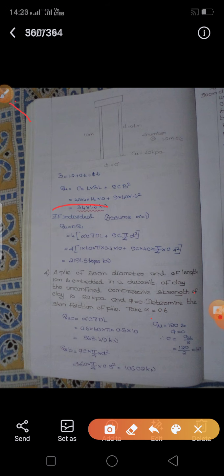Alpha, the value of alpha is given, the value of C is given, the value of D is given, and the value of L is also given. Then you can easily find out the value of QUF, that will be equal to 565.49 kilonewton.